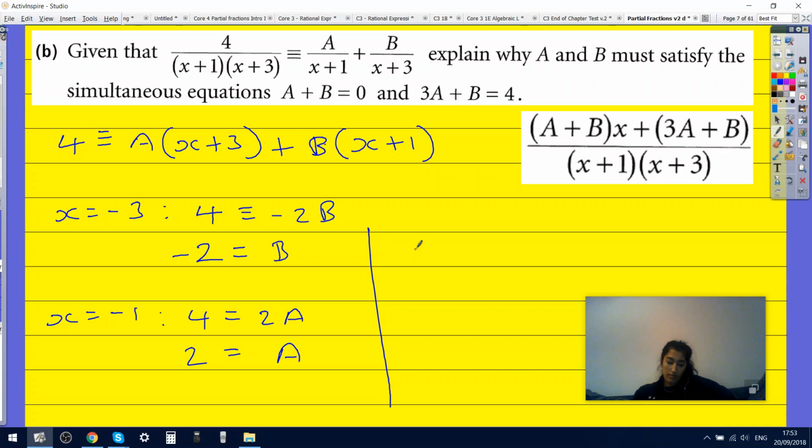2 minus 2. Fine. This one, I reckon you'll be fine. This one, let's try this one, because it has an x on top.